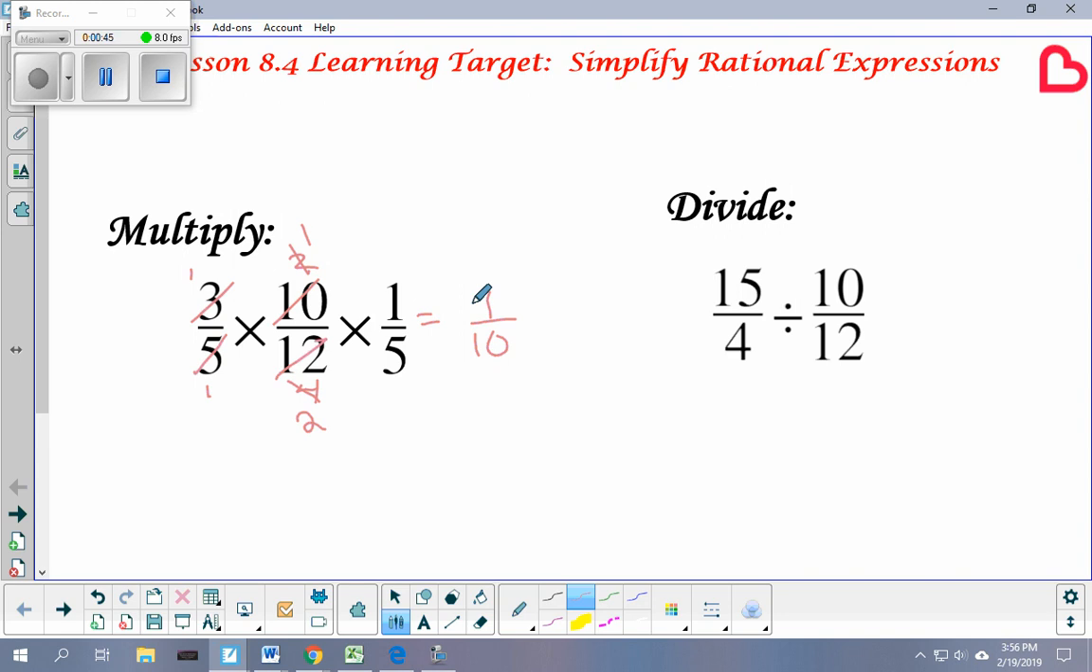Remember, when we divide fractions, we multiply by the reciprocal. So when we have 15/4 divided by 10/12, that's really 15/4 times 12/10. And cancel when you can. Let's see, 5 goes into 10 twice, 5 goes into 15 3 times. And now multiply straight across. So you have 9 halves for an answer. Okay?